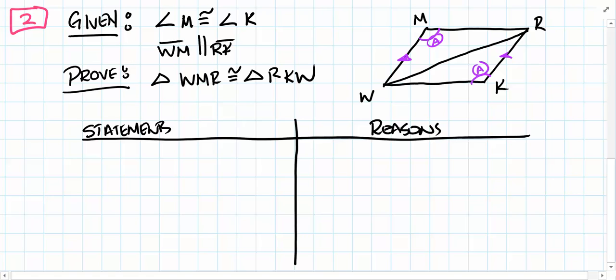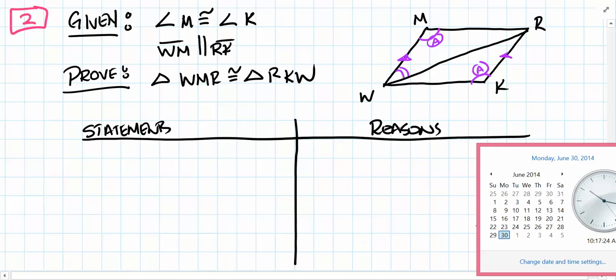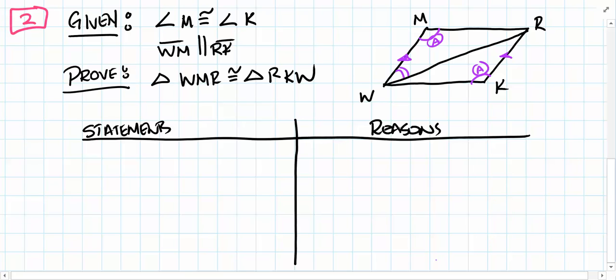Because they're parallel, is there an angle I could get? What angle do you see? MWR. So could I get this angle here? MWR has to be congruent to KRW, this one here. That's an angle. What's the reason for that? Because those are alternate interior angles, right?